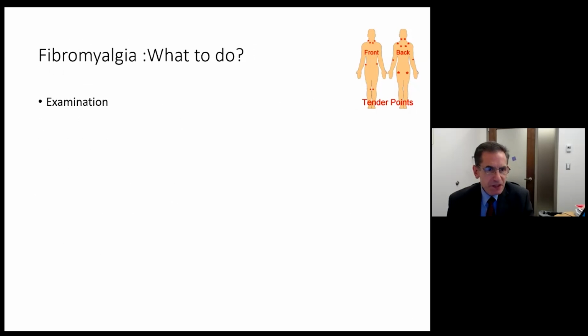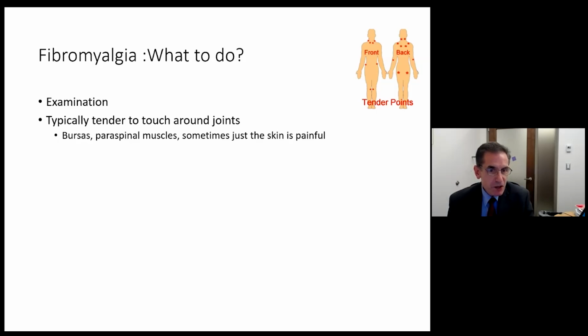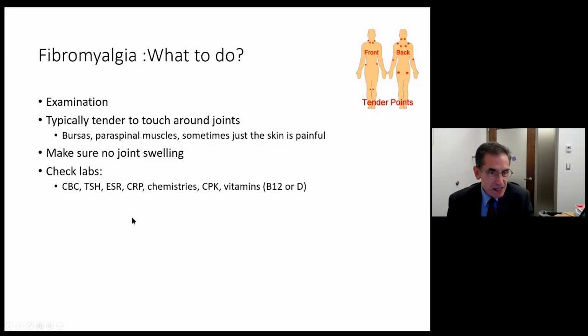Fibromyalgia, a difficult and challenging problem. What to do? The examination is important in terms of specific tender points, as mentioned above. Typically, they're tender to touch around joints, not the joint itself, and in paraspinal muscles. Sometimes the skin is painful, and there's typically no joint swelling. Labs can be checked, such as the CBC, TSH, SED rate and CRP, CK, and vitamin levels such as vitamin D and B12 to exclude other diagnoses.